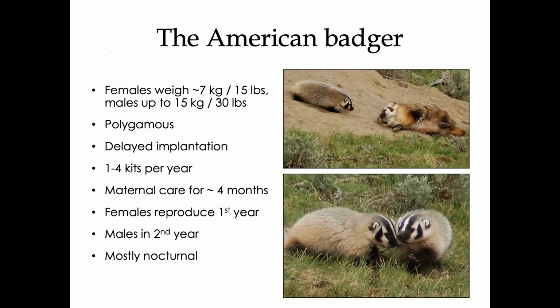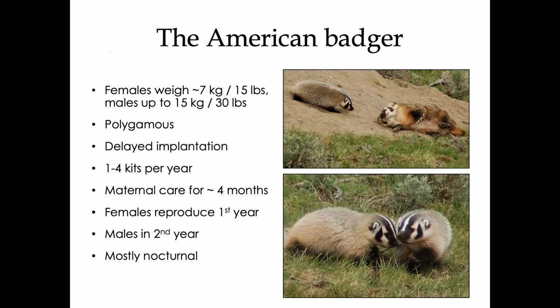By timing the growth of the fetus this way, they're able to be born when the resources are at the highest level in the spring. So that holds true for badgers in California as well, even though it's a more temperate climate. The females will have 1 to 4 kits per year, usually in late February, early March.